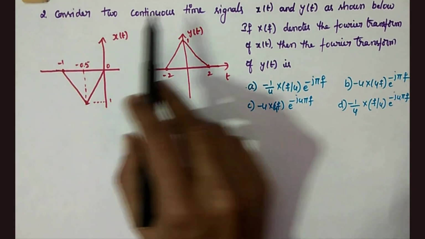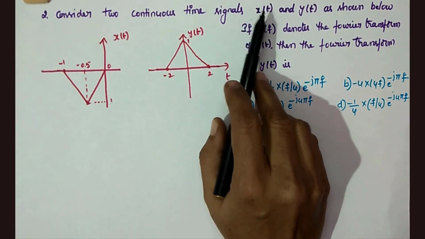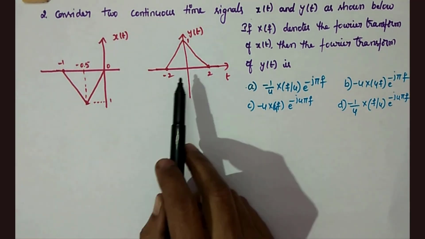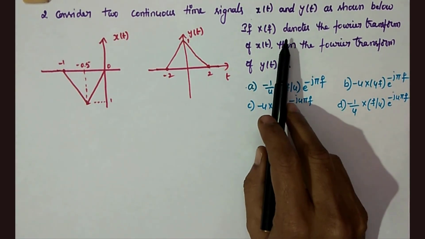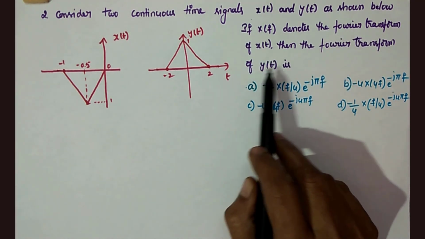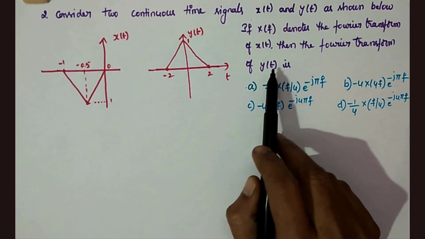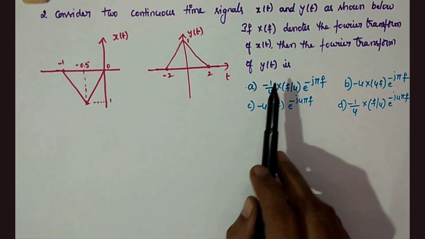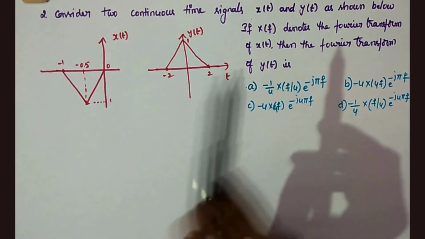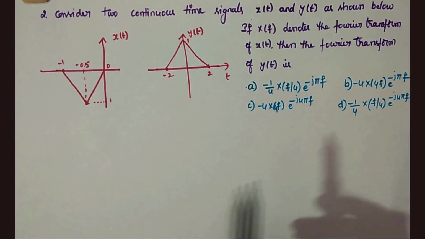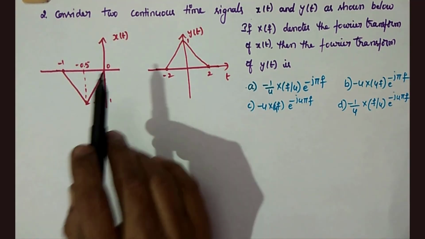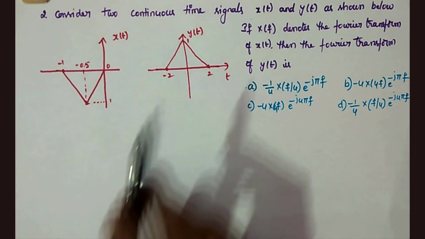The next question: consider two continuous time signals x of t and y of t as shown below. This is your x of t and this is y of t. If X of f denotes the Fourier transform of x of t, then the Fourier transform of y of t is, if you see the options, you have to express the Fourier transform of y of t in terms of the Fourier transform of x of t. To do that, first you need to relate x of t and y of t.